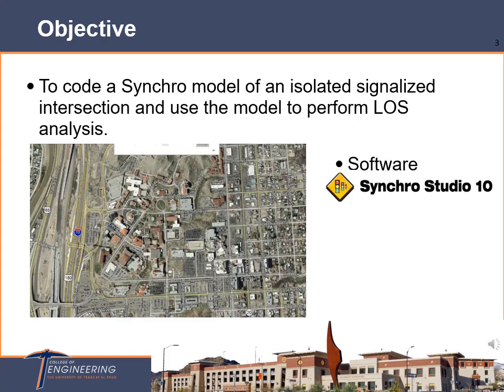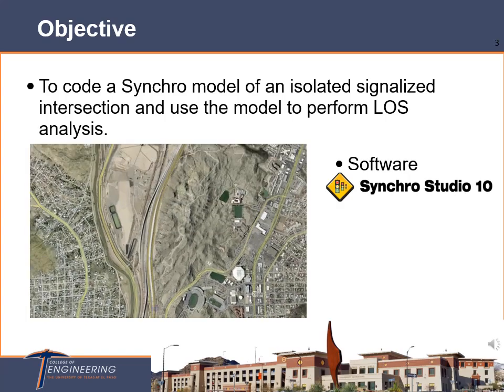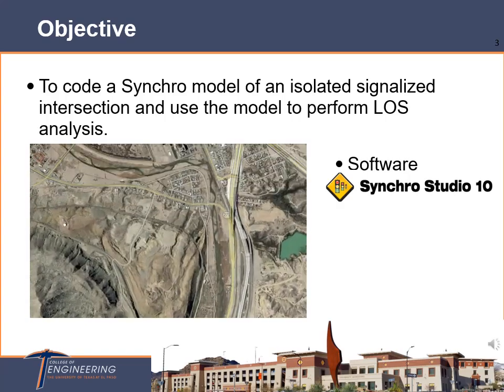The objective of this simulation, per the project's instructions, is to code a Synchro model of an isolated and signalized intersection and use the model to perform a level of service analysis. The chosen software is Synchro Studio 10, which is a traffic signal optimization simulation modeling software.